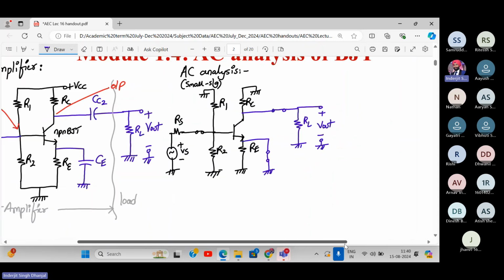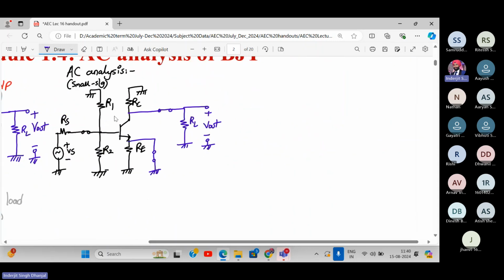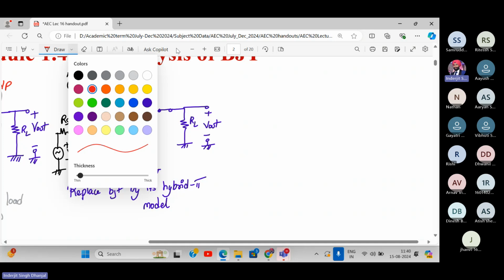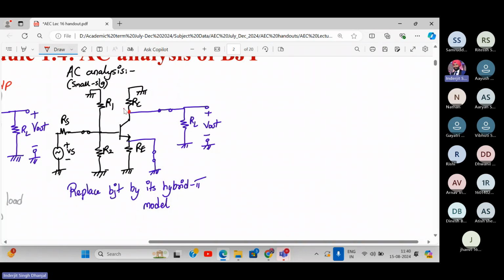So now what do we do? Anyone? Now the next step is we replace the BJT, which is over here, by its hybrid pi model. Is it not? Yes or no? Yes, sir. Yeah. We'll replace the BJT by its hybrid pi model. So first of all we highlight the terminals. This is collector, this is base, and this is emitter.